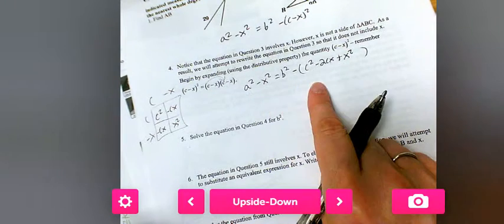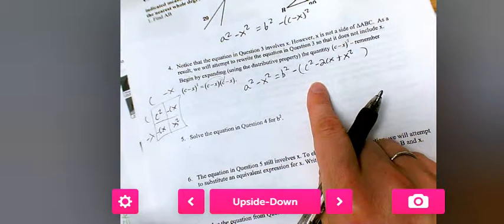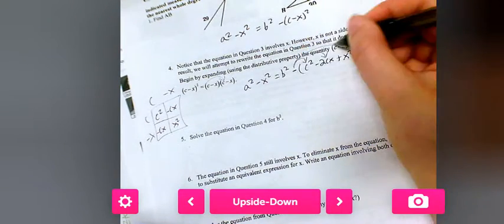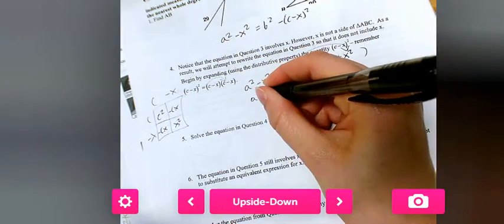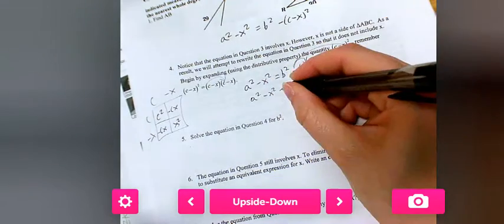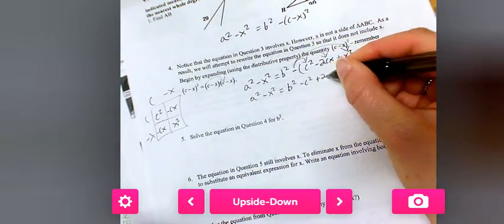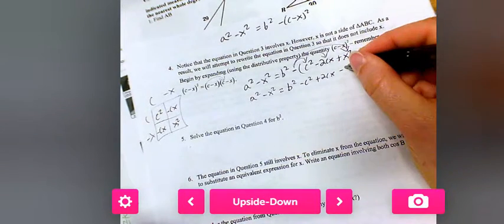Remember, I'm not going to make you do this again. I just want you to see where it comes from. Okay? Now I'm going to distribute my negative. And I get a squared minus x squared equals b squared minus c squared plus 2cx minus x squared.